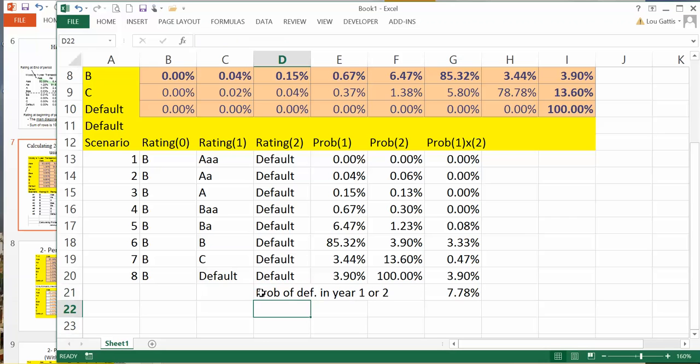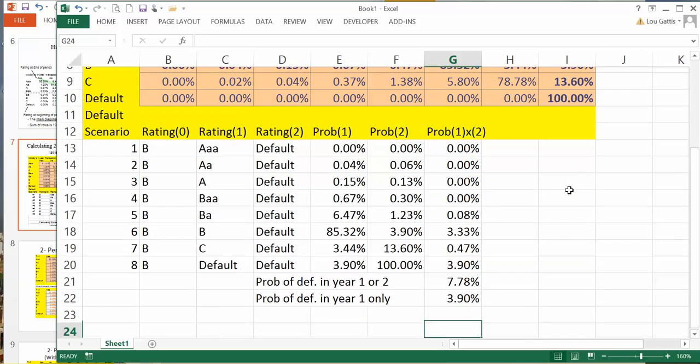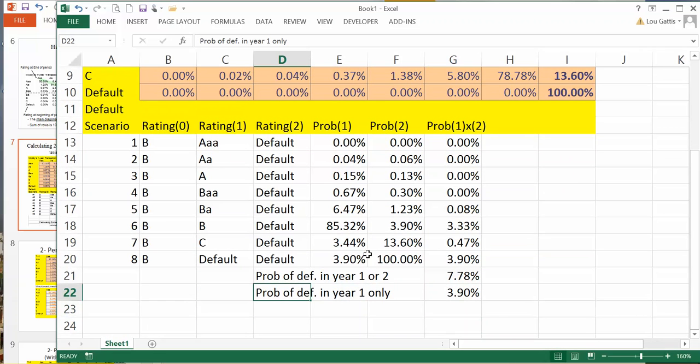Now, if I calculate the probability of default in year 1 only, that's actually given up here in my transition matrix. The probability of going from B to default is 3.9%. So the probability of defaulting in year 1 only is 3.9%, which means the probability of it going into default in year 2 would be 7.78 minus 3.9.